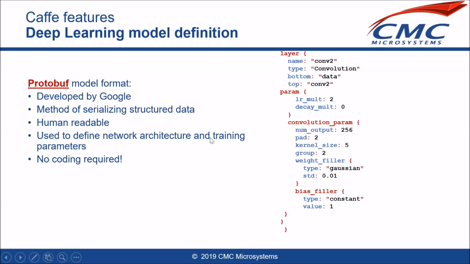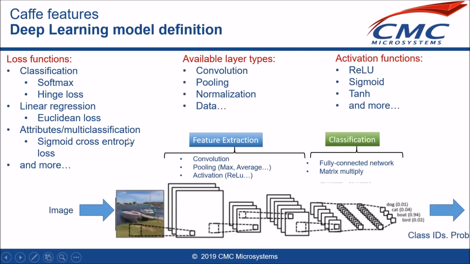For people who start with Caffe, there are already predefined CNN models, including AlexNet, GoogleNet, VGG, and SSD, and for these different networks you already have the files. All you need is your data to train them. We will show some examples in the demo. There are many processing blocks, including loss functions, convolution, pooling, normalization, and activation functions.